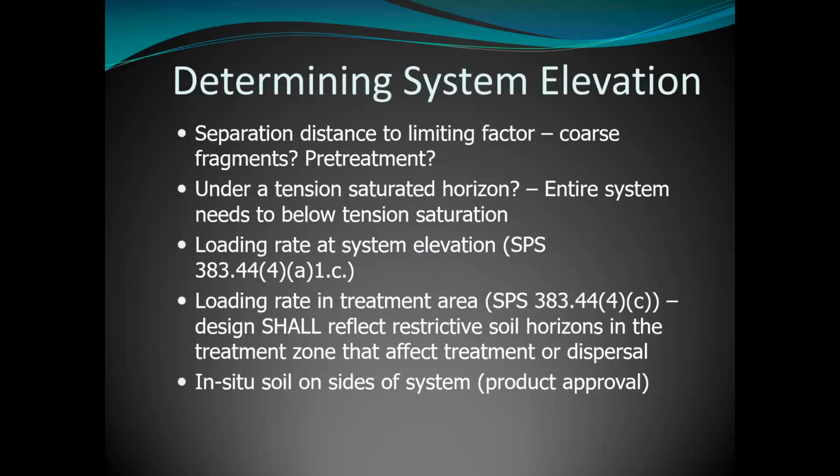So, determining system elevation: again, separation distance is a limiting factor. Do we have coarse fragments? Are we doing pre-treatment, so we only need 24 inches instead of 36? We have these things called tension saturated horizons; we'll get into that later. But where we determine our system elevation, our loading rate is at that system elevation. So the topsoil may have a loading rate, but if our system is 2 feet deep in the ground, the bottom of our system is going to be at 24 inches. We have to determine what our loading rate is at that elevation.